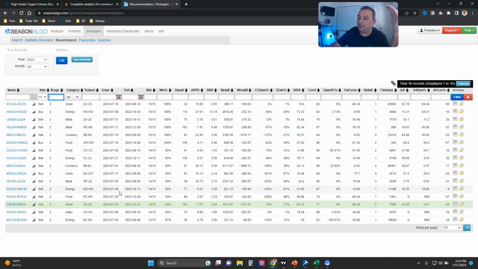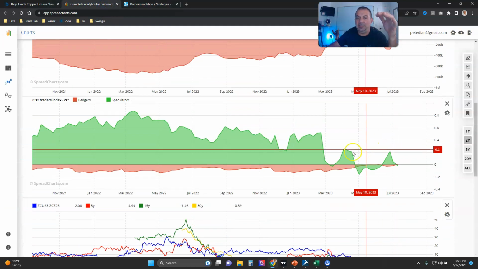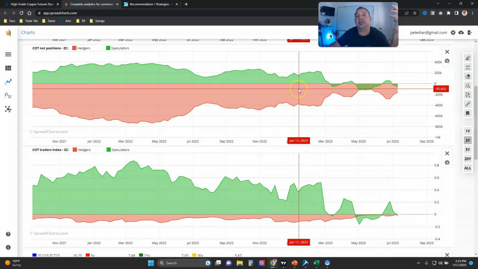Where's price in the grand scheme of things? How involved are the traders? How heavy are the traders involved in this market? And are they at extremes?